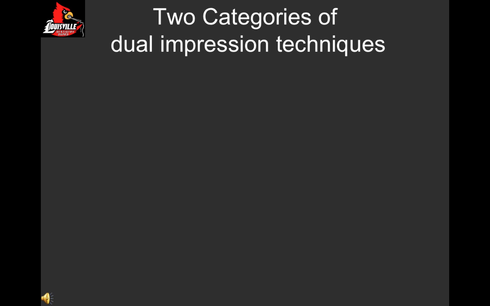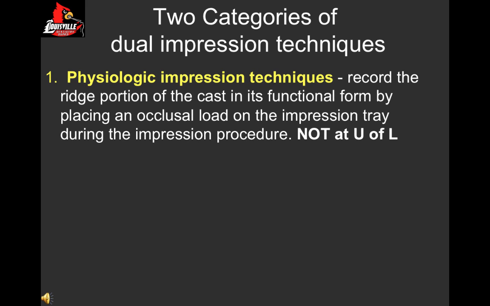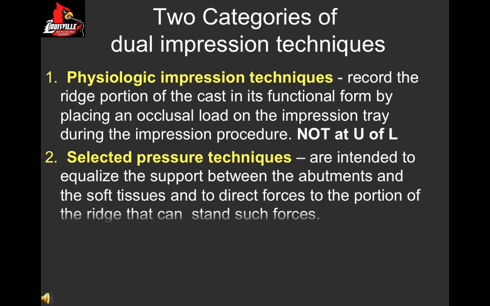There are two categories of dual impression techniques. One is the physiologic impression technique, and that is used to record the ridge portion of the cast in its functional form by placing an occlusal load on the impression tray during the impression procedure. This is not the one that we use at the University of Louisville. We use the selected pressure technique, and they are intended to equalize the support between the abutments and the soft tissues and to direct the forces to the portion of the ridge that can stand the forces. This is the method we use.